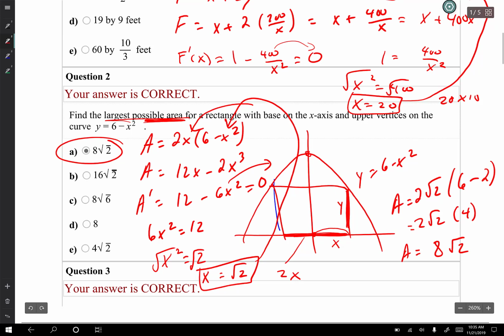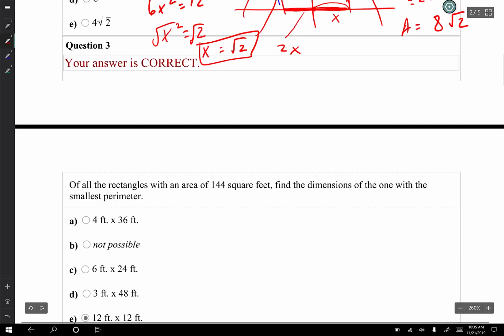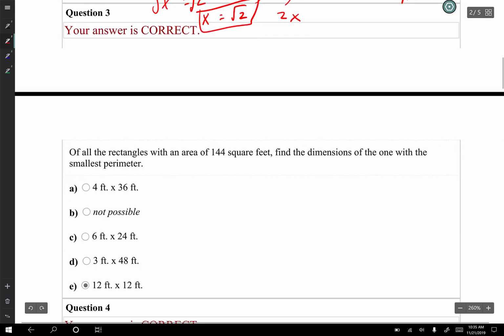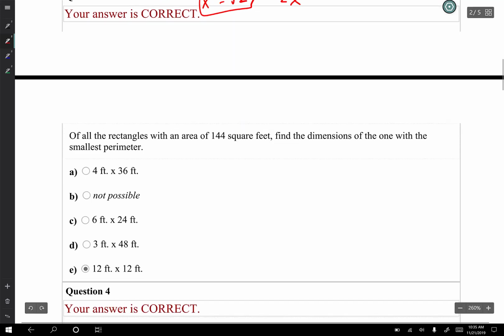So any critical number you get is going to be a max. All right, let's go to the next question. Of all the rectangles in area 144, find the dimensions of the one with the smallest perimeter. Well, if you know geometry, you know that the smallest will be a square, but let's pretend we don't know geometry.